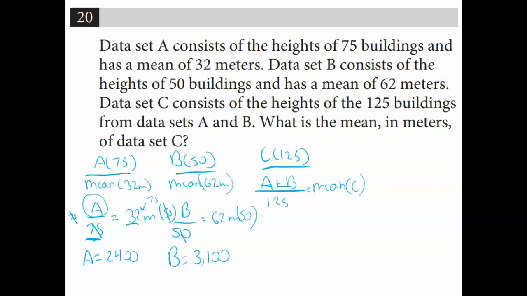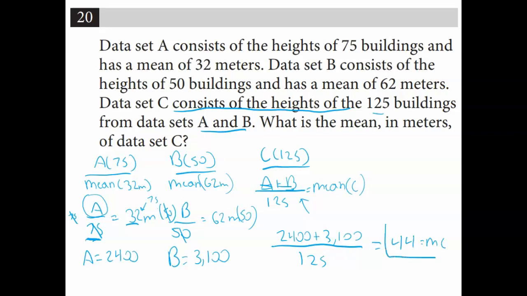3,100. And so if we take all the heights of A and all the heights of B, which over here is C consists of the heights of 125 buildings from A and B, and we divide them by the amount of buildings, which is 125, we're going to get C, which is this equation here, or the mean of C. So if we do 2,400 plus the 3,100, so that's A and B right here, we divide it by the amount of buildings total, well, that's going to be 125, we're going to end up with 44 as the mean of C.